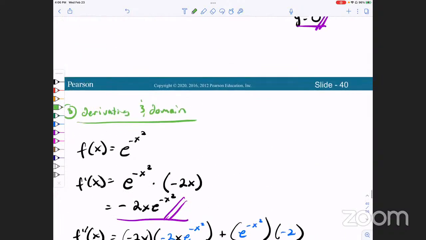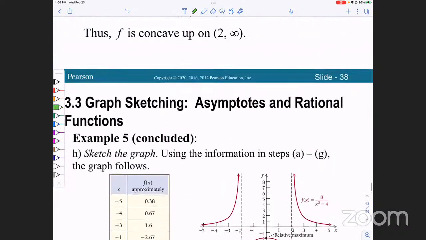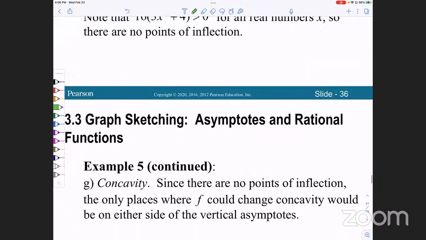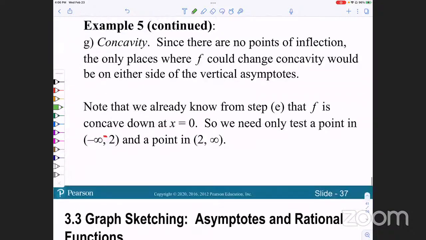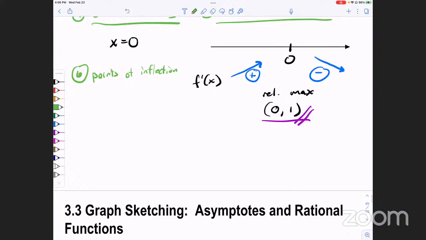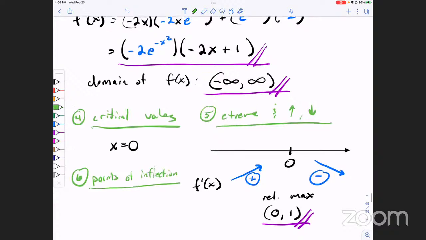Did they do those separately? Let me go back and see something really quickly. Concavity, right? And then inflection points. Okay, so let's do inflection points first. Points of inflection. So that's where the second derivative is either 0 or undefined.